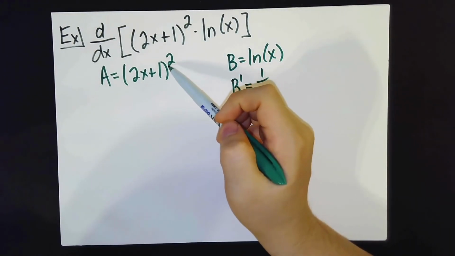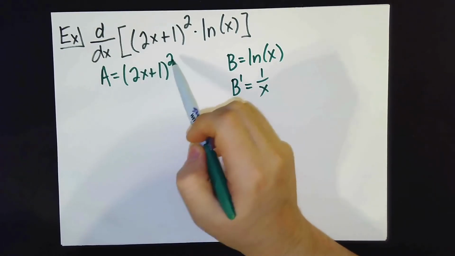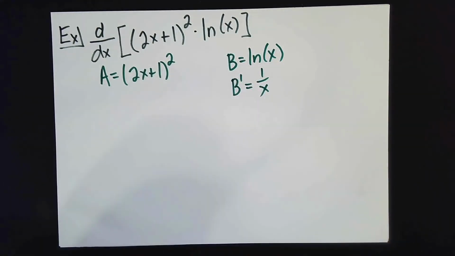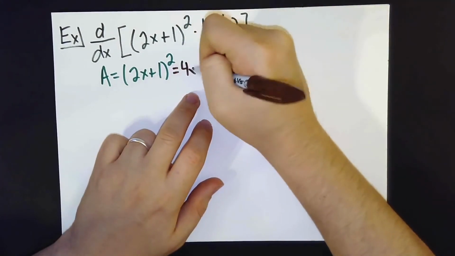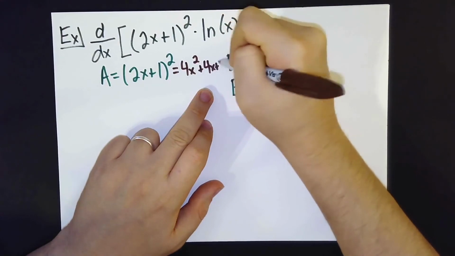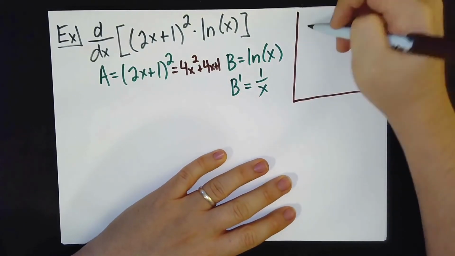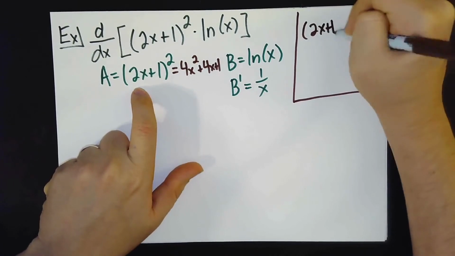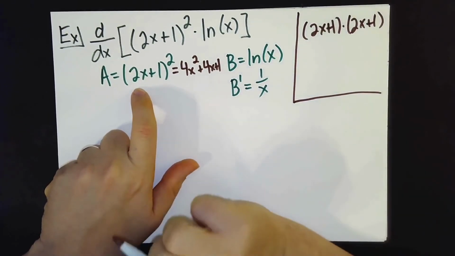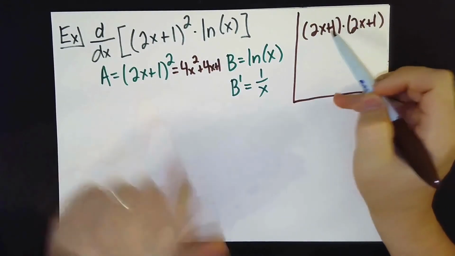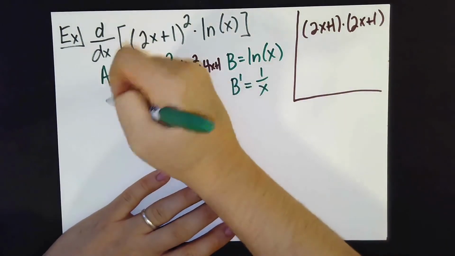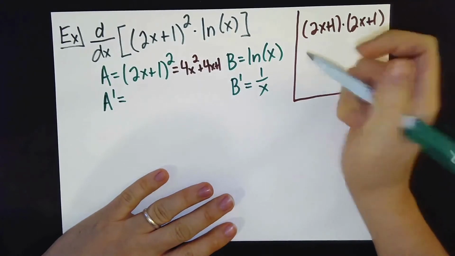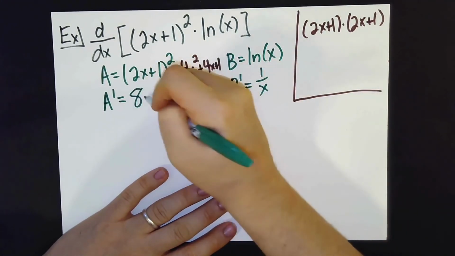However, I cannot just take the derivative of A with any of the rules if I write it this way. And so remember, if you encounter something like this, you still have to FOIL it out first. If you really want to, you could actually write this as 2x plus 1 times 2x plus 1, and then take the derivative of it using the product rule, but that's probably significantly more work than you really want to do. So, using this formula, we will get that A prime is 8x plus 4.